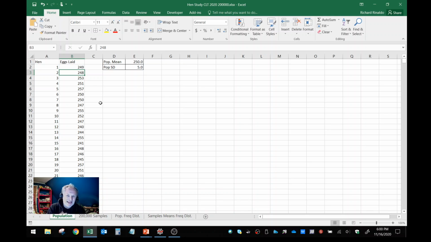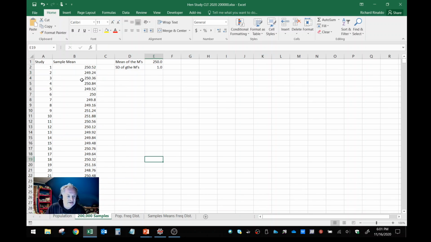I then went in and did that again. I randomly sampled 25 other hens, it could be the same, and I calculated the sample mean for that sample of 25. So I resampled from my population, samples of 25, over and over and over again. I ran 200,000 studies, and for each of those 200,000 studies, I sampled 25 hens and then calculated the sample mean.